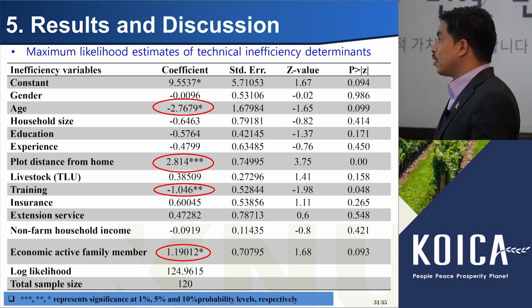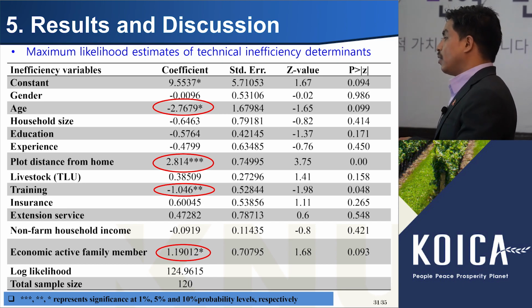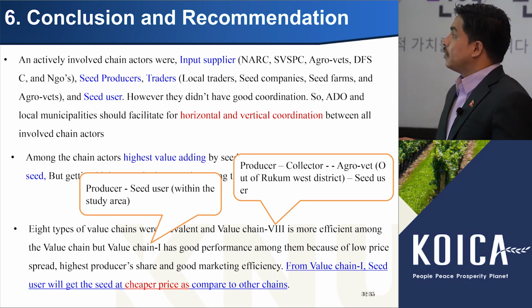And plot distance and economic activity of family members positively influence the inefficiency factor. That means they negatively influence the technical efficiency factors. And now, conclusion and recommendation.